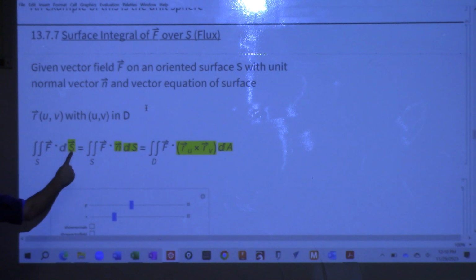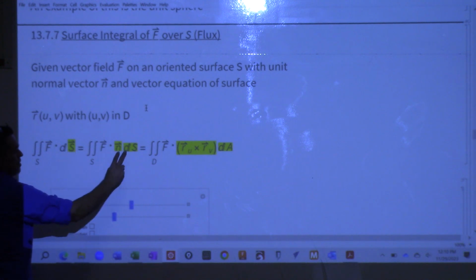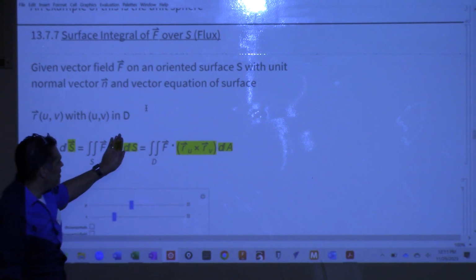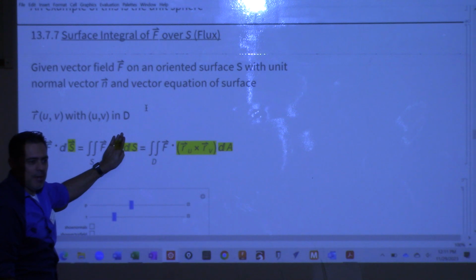d capital S vector. Okay, what does this mean? This is the first time we've ever seen this, right? So let me tell you what it means. Sorry, that was supposed to be highlighted as well. The d was as well. This dS with the little vector over the capital S is the normal vector that we were talking about, times dS. Remember what dS was? That's from the previous class. dS was the magnitude of the cross product.